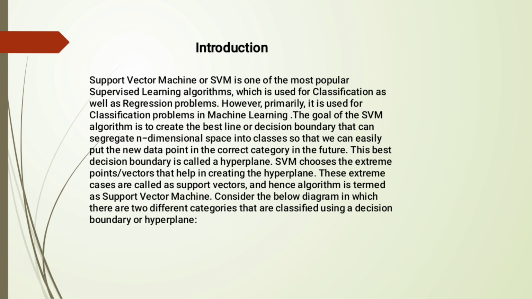Introduction. Support vector machine, or SVM, is one of the most popular supervised learning algorithms, which is used for classification as well as regression problems. However, primarily it is used for classification problems in machine learning. The goal of the SVM algorithm is to create the best line or decision boundary that can segregate the n-dimensional space into classes so that we can easily put the data point in the correct category in the future.